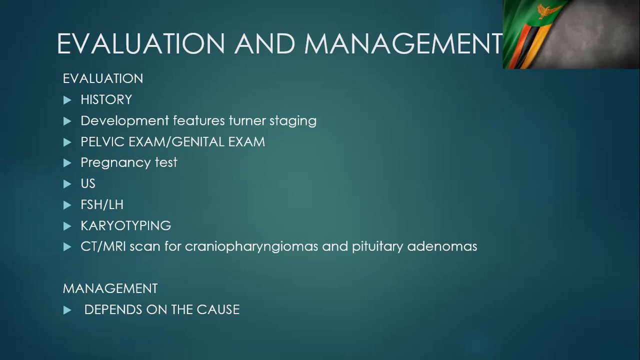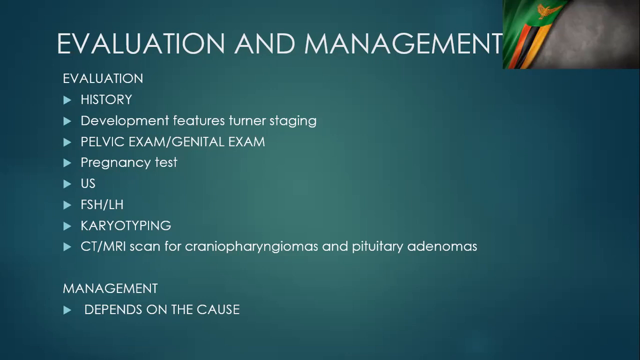So you have to do a proper history, you have to do a proper exam, you have to do a proper pelvic exam, and so on, looking at all those features that we've talked about. Of course, you have to do a pregnancy test, because the commonest cause of secondary amenorrhea is pregnancy. You have to do ultrasound, of course. You have to do all sorts of tests.